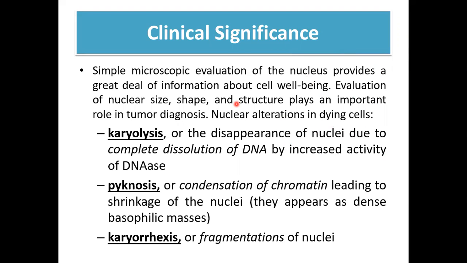The nuclear alterations in dying cells are described as the following. We have karyolysis. Karyolysis is the disappearance of the nuclei, and this is due to the dissolution of the DNA, because of an abnormal increase in the activity of DNase, or deoxyribonuclease.